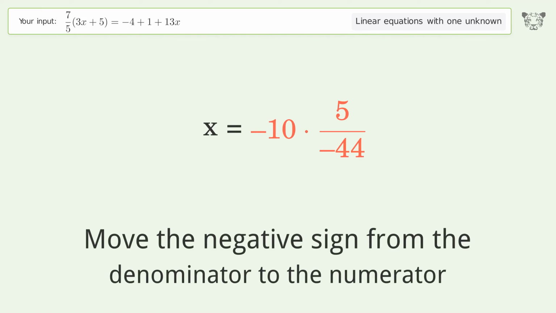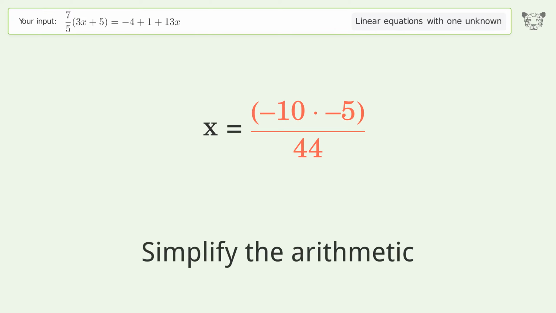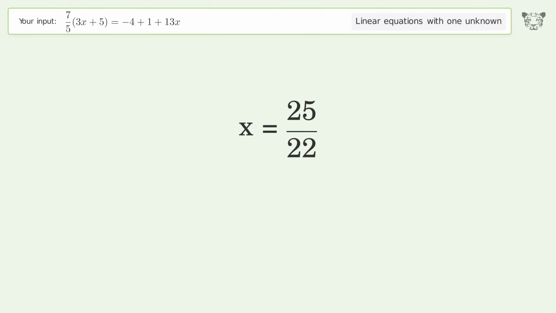Move the negative sign from the denominator to the numerator. Multiply the fractions. Simplify the arithmetic. And so the final result is x equals 25/22.